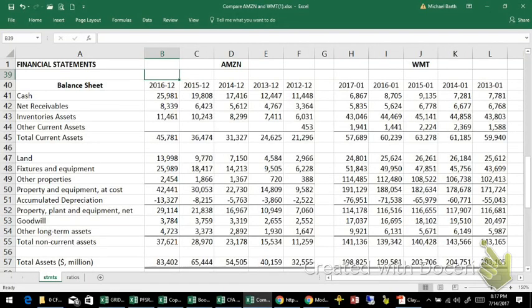In this video, we are going to demonstrate the use of common size balance sheets to make comparisons for a particular company over time and to facilitate comparisons between two companies.